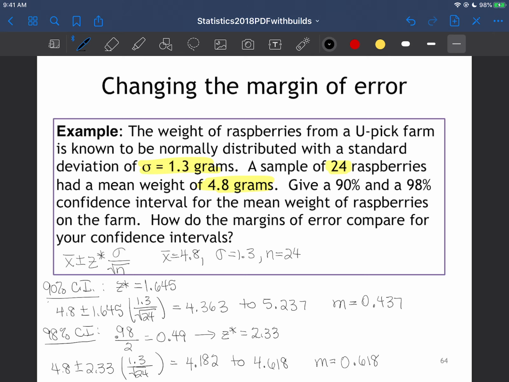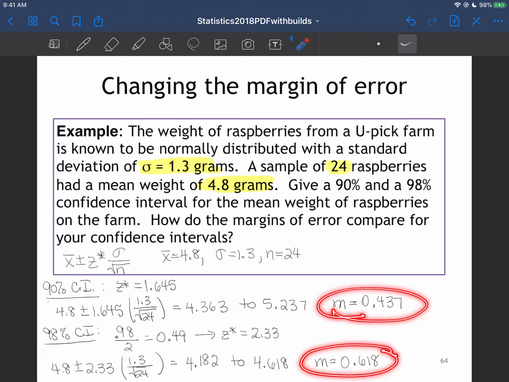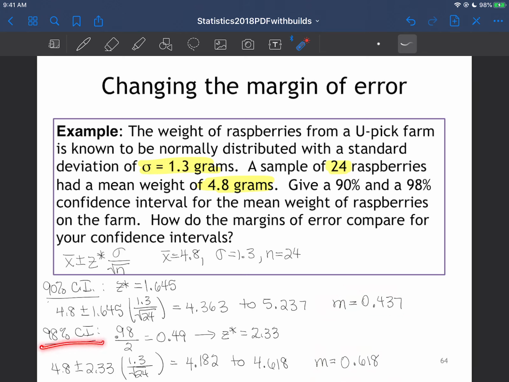And so how do these margins of error compare? Well, you can see that for the higher confidence level, 98% confidence level, I have a higher margin of error, right? This is larger than this number. So by increasing my confidence, I'm also sacrificing a little bit in my error. I'm going to get a larger range in my confidence interval.